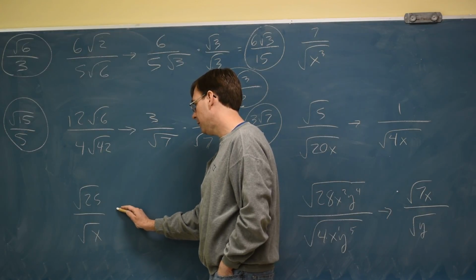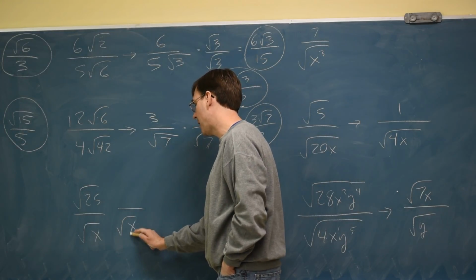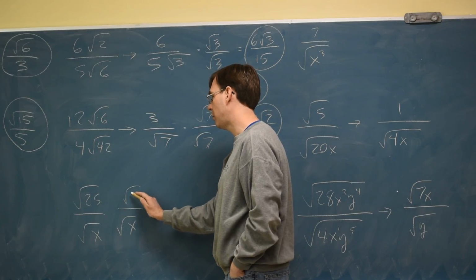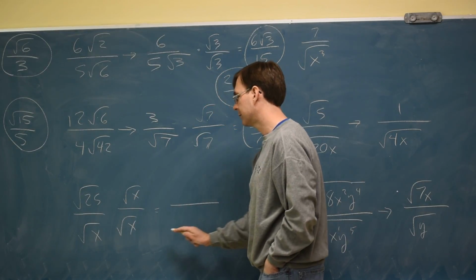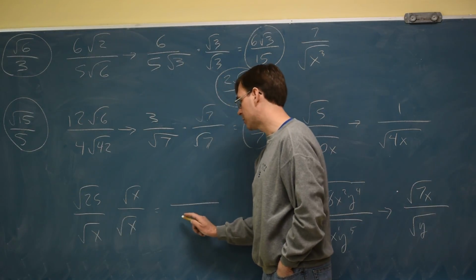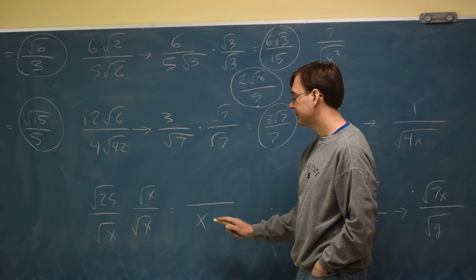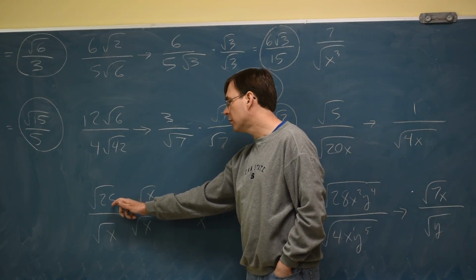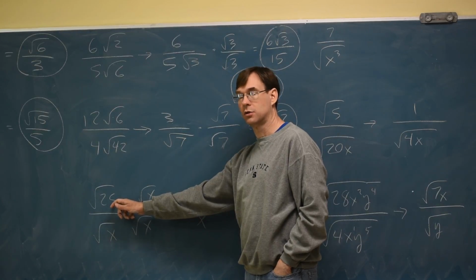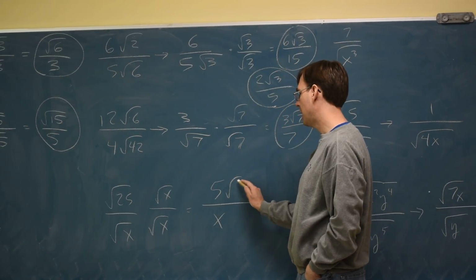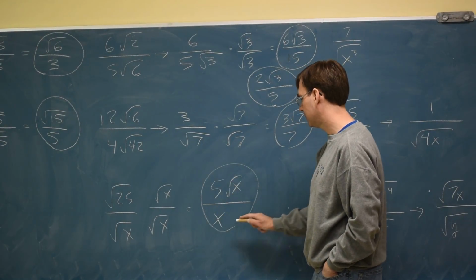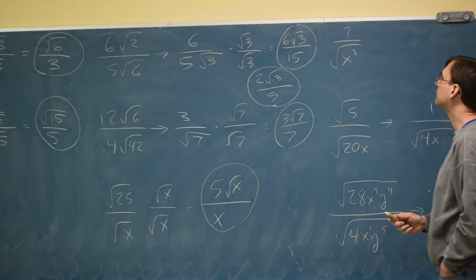For this one, we would like to multiply the bottom by root x. So we multiply the top by root x. On the bottom, root x times root x is normal x. On the top, the root of 25 is a perfect square superstar. That's 5. And just leave the root x up there, and we're good on that.